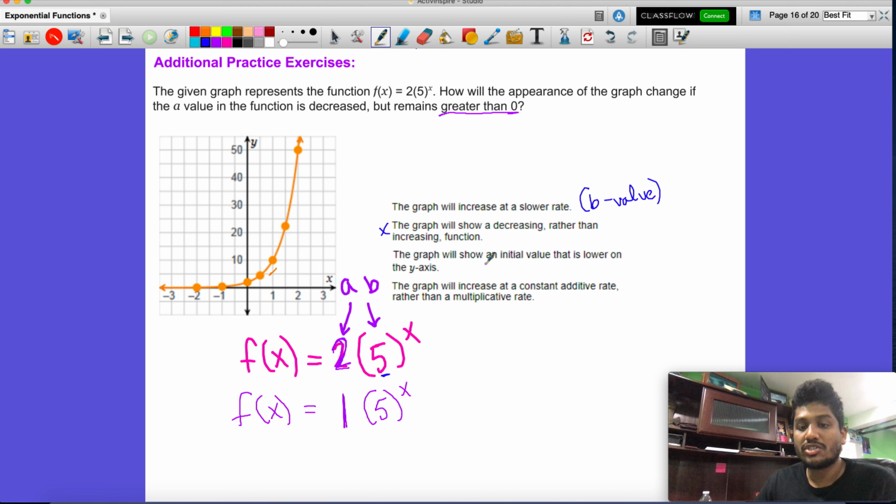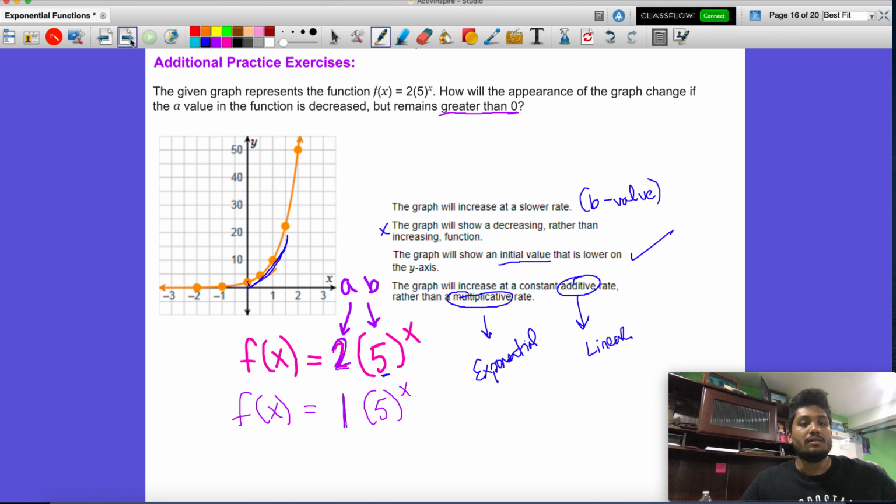The graph will show an initial value, that's what the a is, that is lower on the y-axis. Lower just means it's been moved down a little bit. So if this is 2, then 1 would be here. It would just be moved down by 1. So this is definitely true. And then the graph will increase at a constant additive rate rather than a multiplicative rate. Additive is only for what kind of function? A linear function. Multiplicative is exponential.